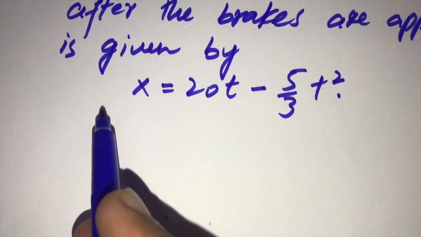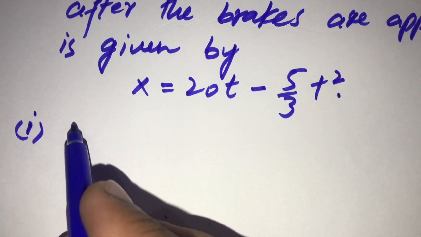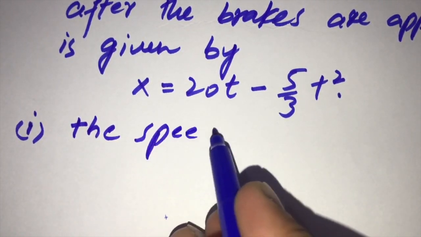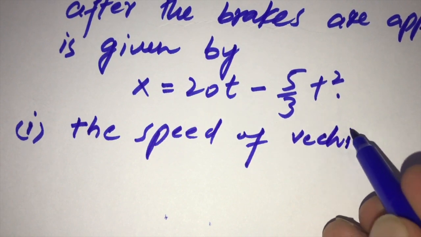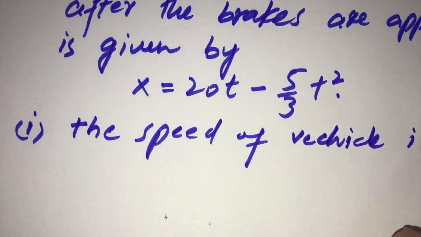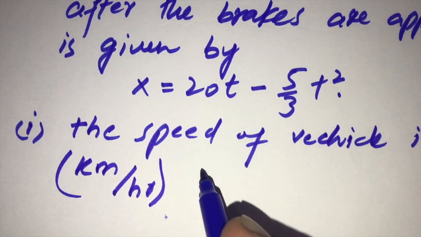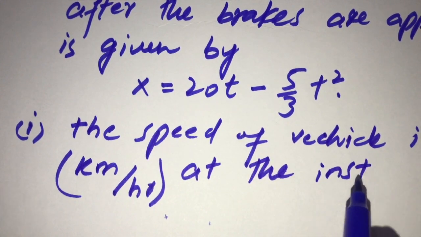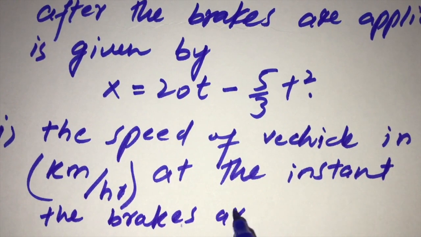Determine, firstly, the speed of the vehicle in kilometer per hour at the instant the brakes are applied.